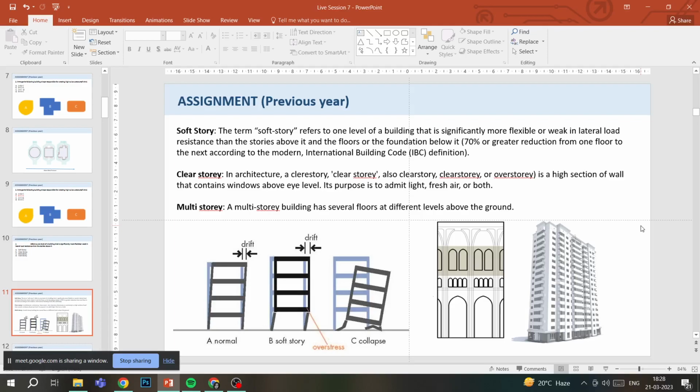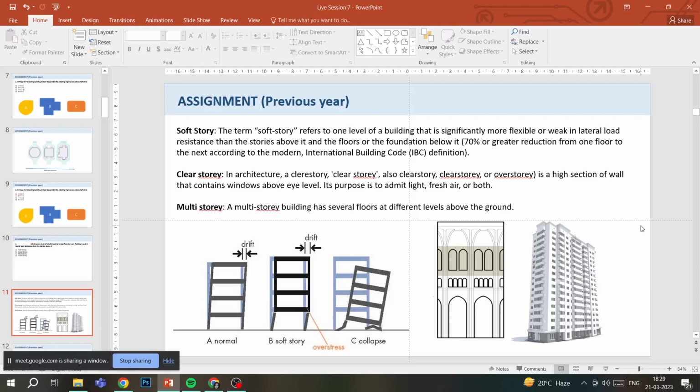Then clear story. In architecture, a clear story, clerestory, or overstory is a high section of wall that contains windows above eye level. Its purpose is to admit light, fresh air, or both. This term has been used in describing an element of older buildings, but now it is used in a lot of forms.